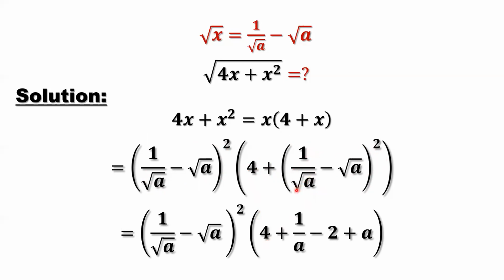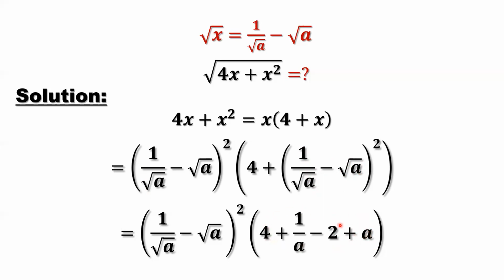1 over square root of a minus square root of a squared equals first term squared, that's 1 over square root of a squared, that's 1 over a, minus 2 times cross term, 1 over square root of a times square root of a. Square root of a cancel each other. You only have 2 left, plus the second term square. Square root of a squared, that's a.